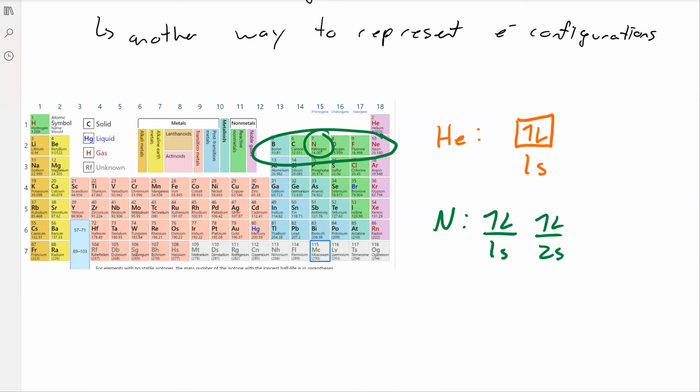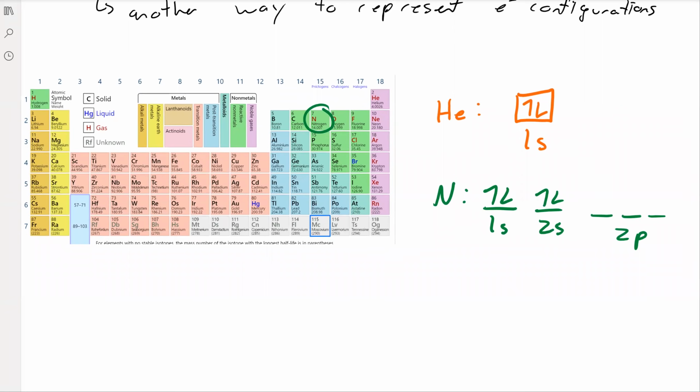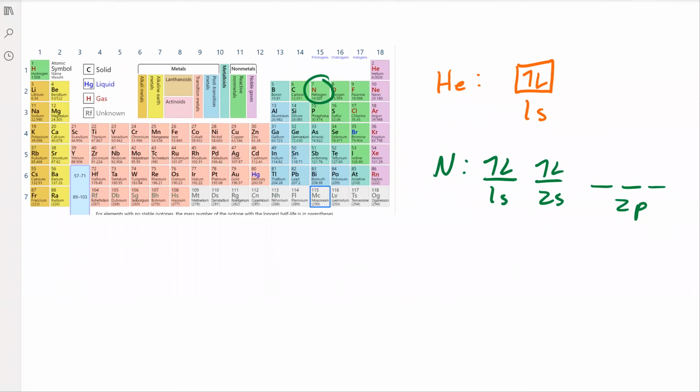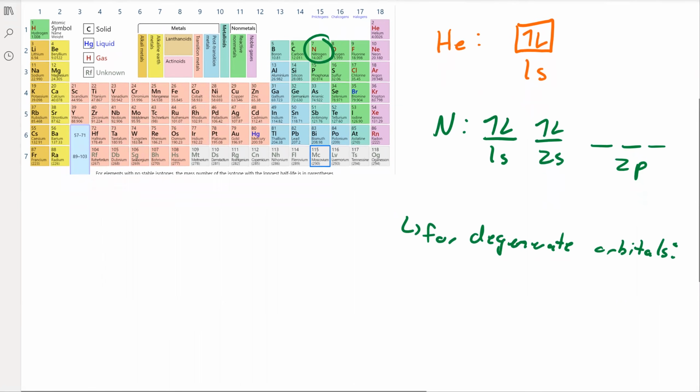And then after that, we've got our 2p orbitals. Remember that there are 3 2p orbitals. So we're going to write 2p, and that one has 3 different orbitals. Now, when we fill electrons in the same type of orbital where n and l are the same, like these 3 2p orbitals, they're all the exact same energy level. We call that being degenerate. So for degenerate orbitals, they're the exact same energy level. What we have to do is put 1 electron in each before doubling up.